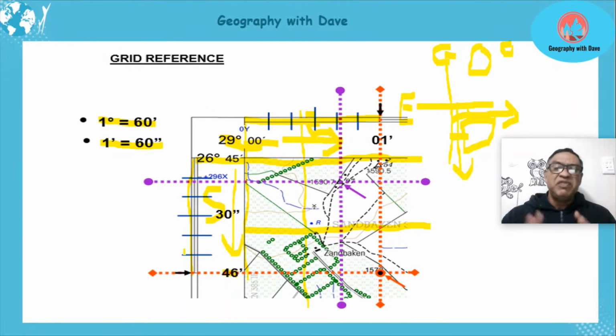So very, very important. And of course, if you want to find where the line of longitude and the line of latitude meet, it gives us the grid reference or the position of that, and we can measure it. Okay, that's it. All right, now let's go on.